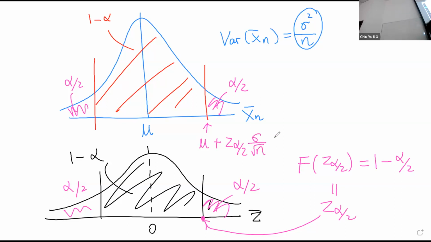That's how you transform between the standard normal and the normal bell curve. It's just mu plus this times the SD, because this is asking how many SDs from the mean. So that's it.